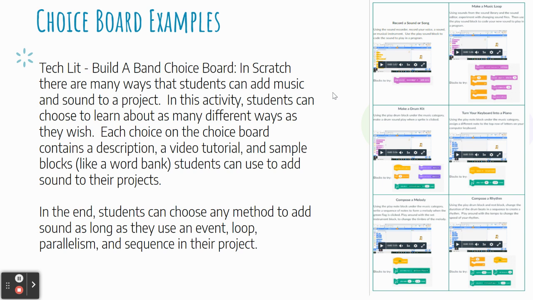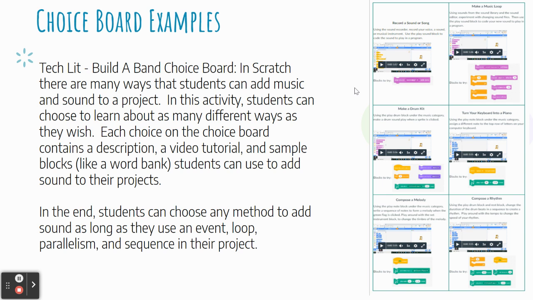There are many different ways that students can add music and sound to a project. In this activity, students can choose to learn about as many different ways as they wish. I think I have about 6 different ways. So each choice on the choice board contains a description, a video tutorial, and sample blocks, kind of like a word bank, that students can then use to add sounds to their projects.